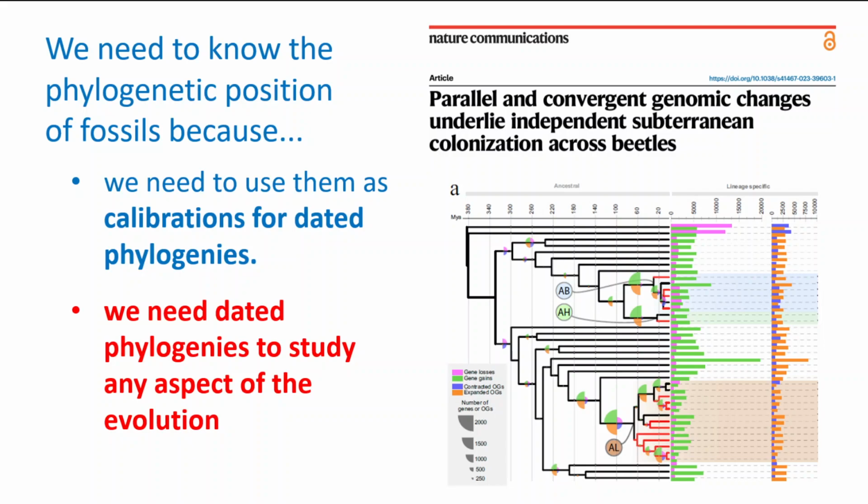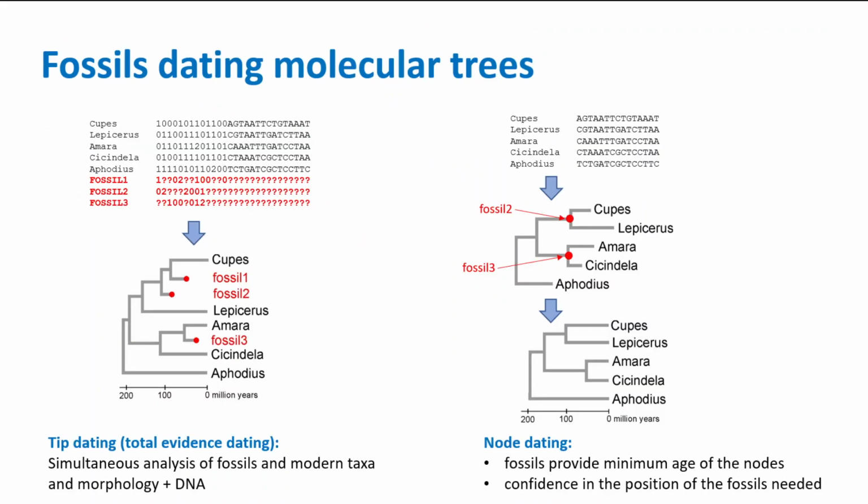So even in studies which have nothing in common with fossils, fossils are actually needed because fossils are the most frequently used way to get the dated molecular tree. There are actually two basic methods for how to date a molecular tree. The kind of newer method is called tip dating, or sometimes also total evidence dating. The idea is that you mix together the modern species, which are the black ones in the matrix above, and the fossils, and you also combine the morphological data set, this is the 0, 1, 2, and the DNA data, and you run everything in one analysis, and you get the tree with the phylogenetic position of the fossils. You know their ages, and based on these ages, it also estimates the dates for the ancestors of the tree, so you get the dated phylogenetic tree.